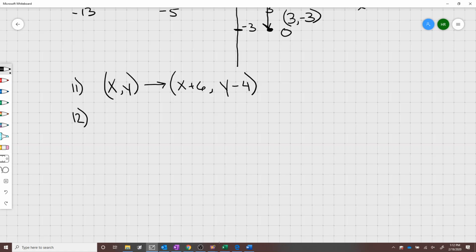Number 12, the vertices are P (-7, 2), Q (5, -1), R (-7, 7). Name the vertices of the image reflected across the y-axis.